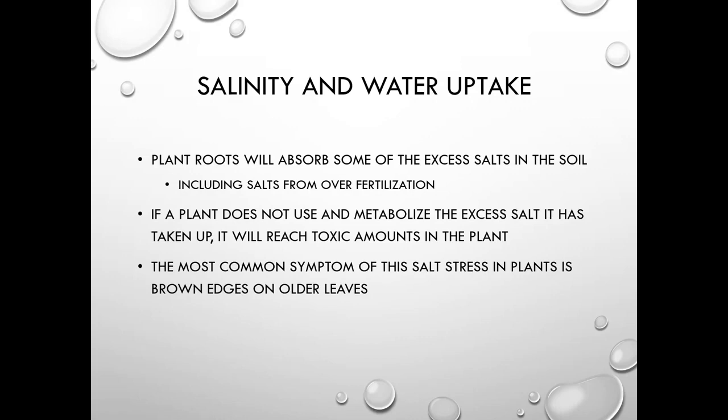Plant roots will absorb some of the excess salts from the soil, including salts from over-fertilization. If the plant does not use and metabolize this excess salt, it will reach toxic amounts in the plant. The most common symptom is salt stress, where you're going to see brown edges on older leaves. Now, just because you may see this, it may not be that. You need to know the story of the plant, and we'll cover that when we get into plant pests in the spring. We'll talk about some of it in soils next quarter.